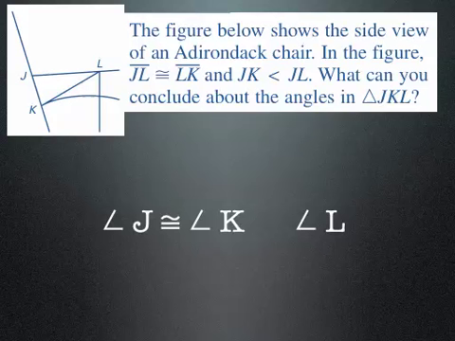If you look at the whole triangle created, JK would be the smallest side, which means angle L would be less than angle J and angle K. So angle J and angle K are congruent, and both of those angles are going to be greater than the measure of angle L, because angle L is opposite the shortest side.